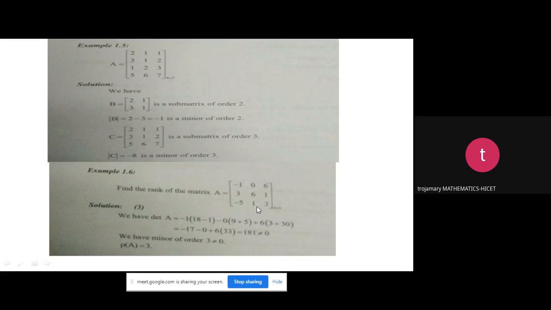So for 3 by 3, we know that to find the determinant A, first you have to find the determinant A. If the determinant A is not equal to 0, then the rank of a matrix is 3, equal to the order, right? If suppose the determinant A for a 3 by 3 matrix equals 0, then you find the determinant of a submatrix. Okay, so if we are able to find at least one submatrix of order 2 whose determinant value is not equal to 0, then order 2 is the rank of the given matrix.